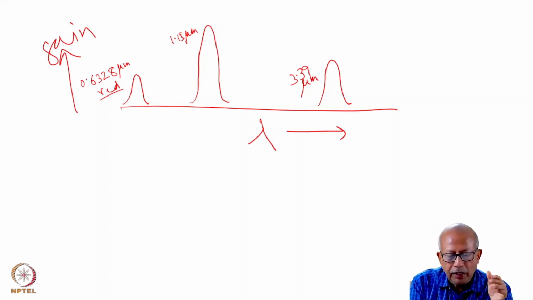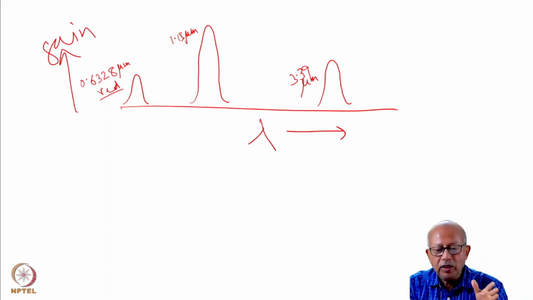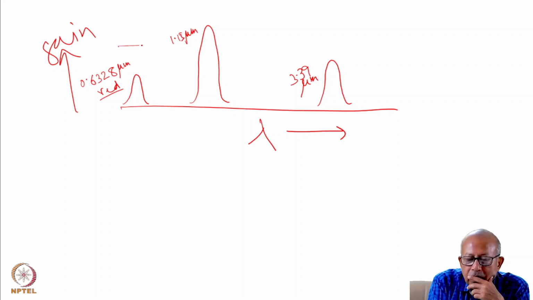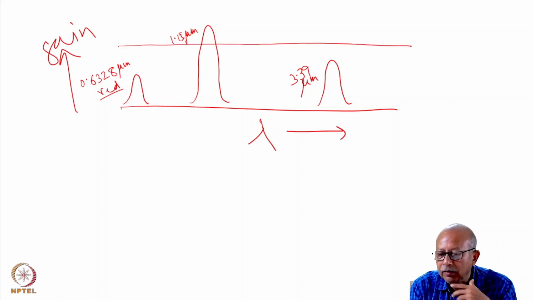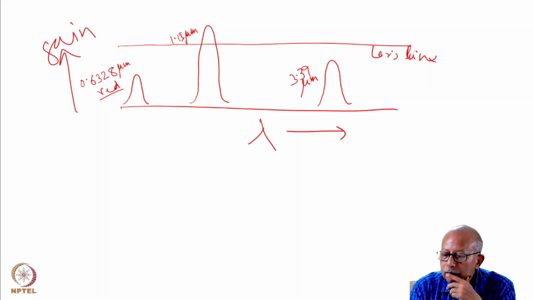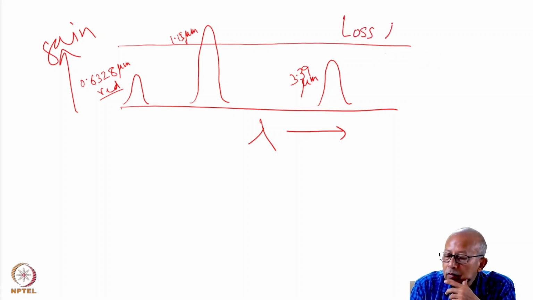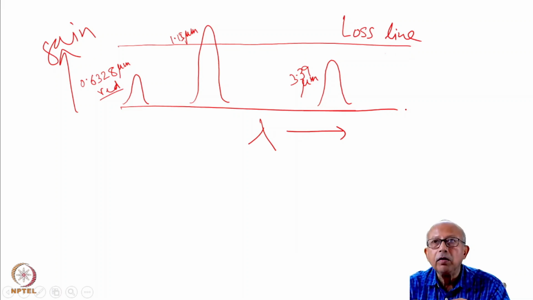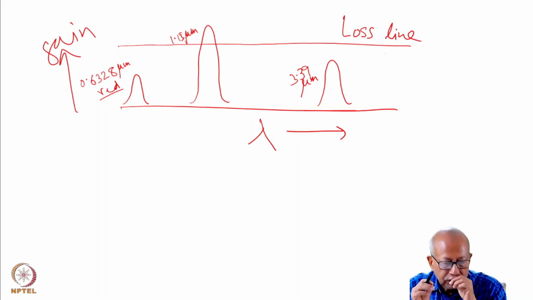Now suppose the loss that the cavity offers is the same for all the wavelengths, and therefore the loss line can be represented in this gain curve by a straight line. This is the loss line, which is parallel to the wavelength axis, because it is independent of the wavelength. Suppose our cavity is such.